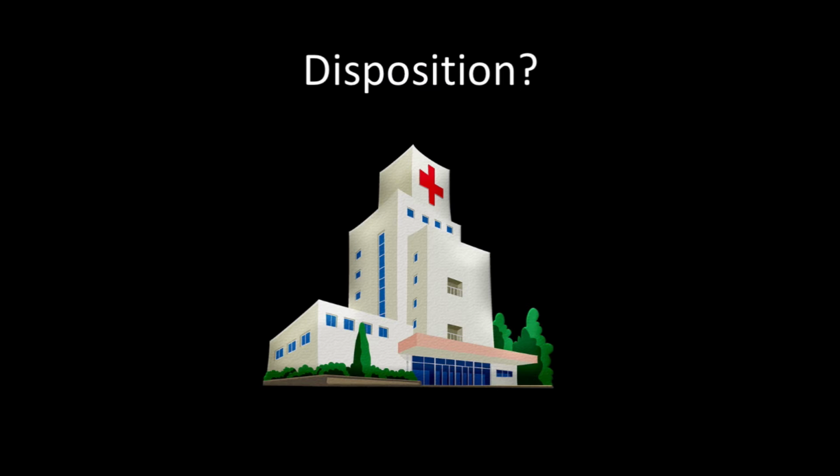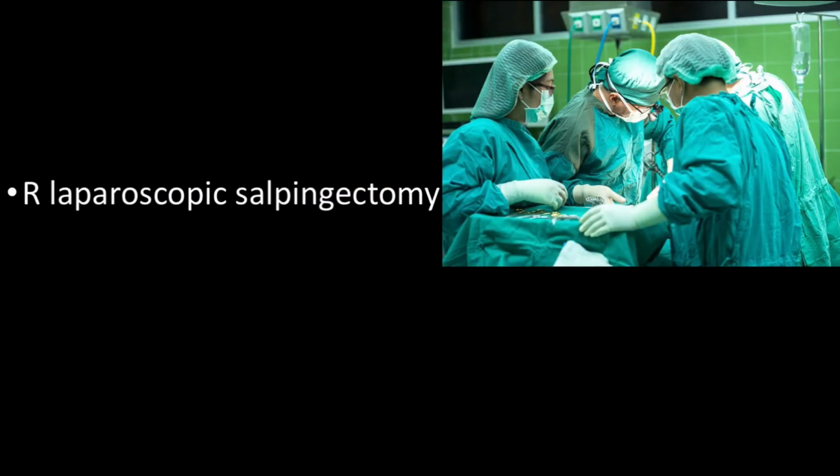Luckily, the patient was well appearing with stable vital signs without evidence of rupture. After evaluation, the patient was consented for surgery. In the OR, the ectopic pregnancy was identified and a laparoscopic right salpingectomy was performed. The procedure was tolerated well and the patient was discharged after an uneventful course.